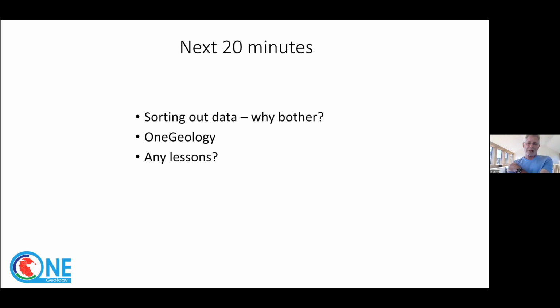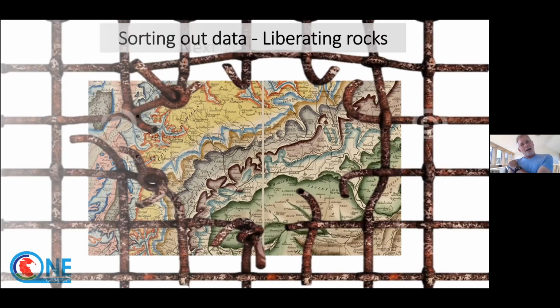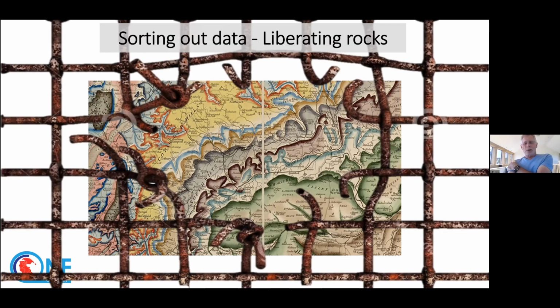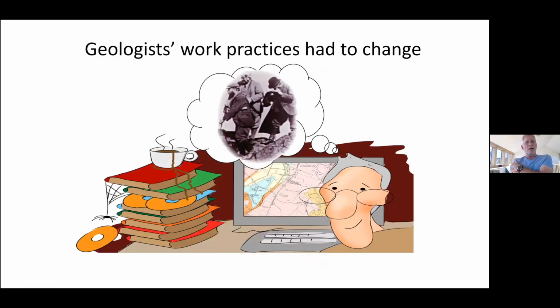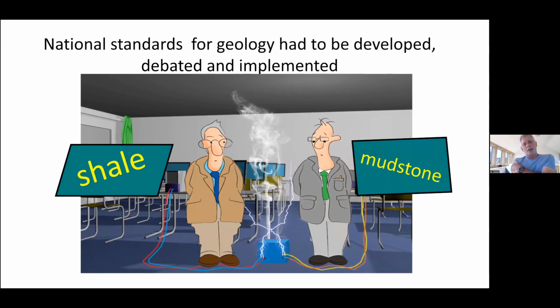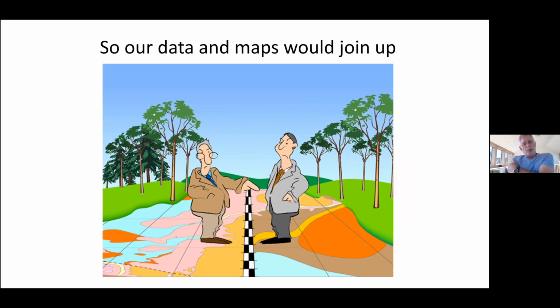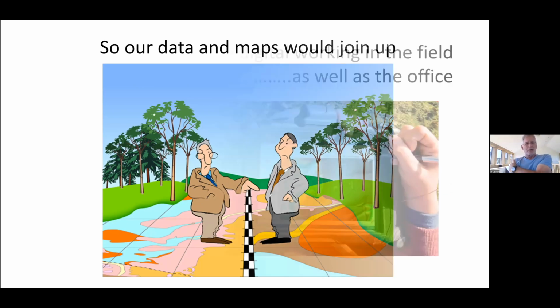So let's see. I'm calling this Liberating Rocks initially because I work for a scientific organization, the Geological Survey. And sad to say that at the end of the 20th century, we were still using methods that you would have seen in the Victorian era. And we knew we had to change. And in order to change, we had to change some basic things, like talk the same language about stuff. We couldn't possibly, as a national organization, have different systems and different maps and different data.